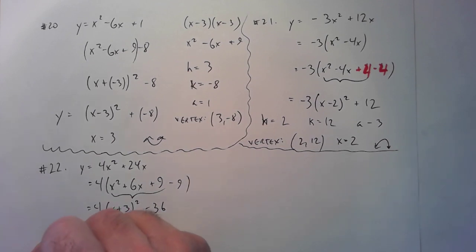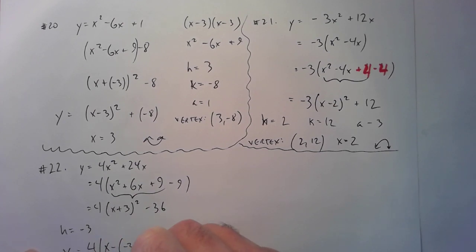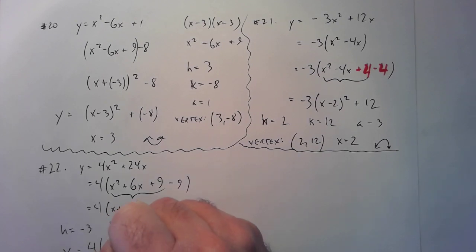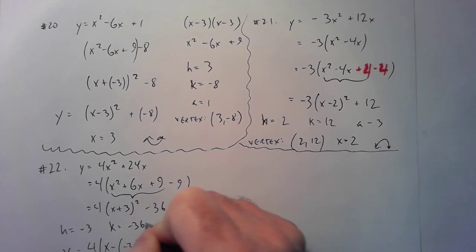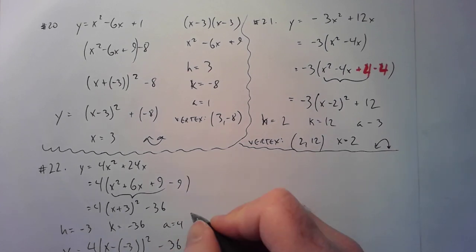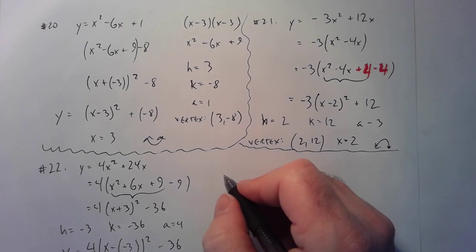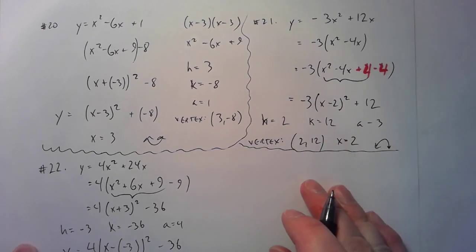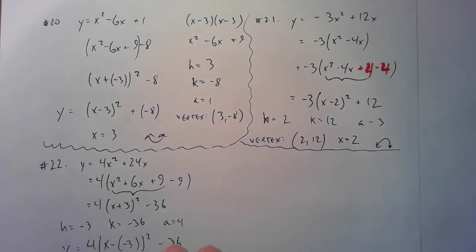So that's plus 3, which means h equals negative 3, because after all, y is equal to 4 of x minus negative 3 squared plus negative 36. I don't know how picky to be. h is equal to negative 3. k is equal to negative 36. And a is equal to 4. Which means I've got a vertex of, oh, that's actually out of the view because of this.